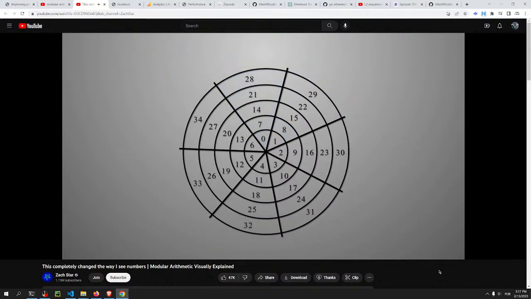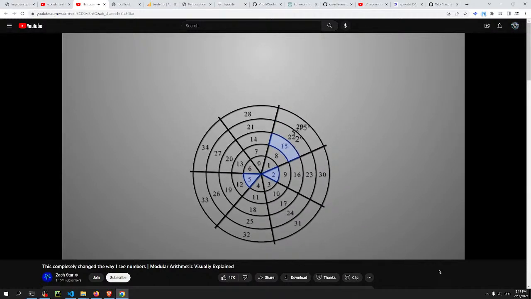Take any number not divisible by 7, like 2, 5, 15, or whatever, and raise it to the 6th power, or 1 less than the number of spokes we have, and that resulting value will always land in the section that has a remainder of 1. This will always be the case with prime wheels.